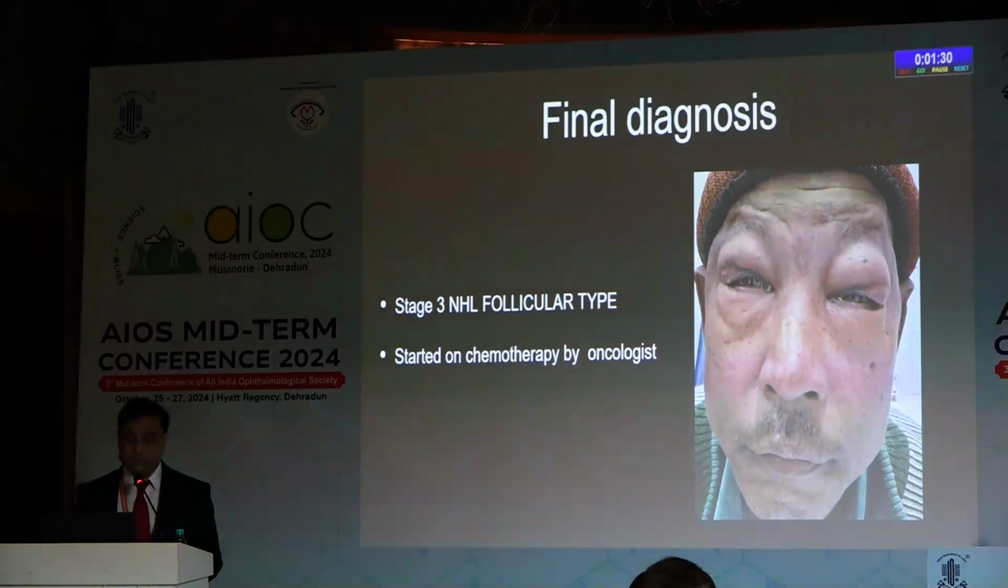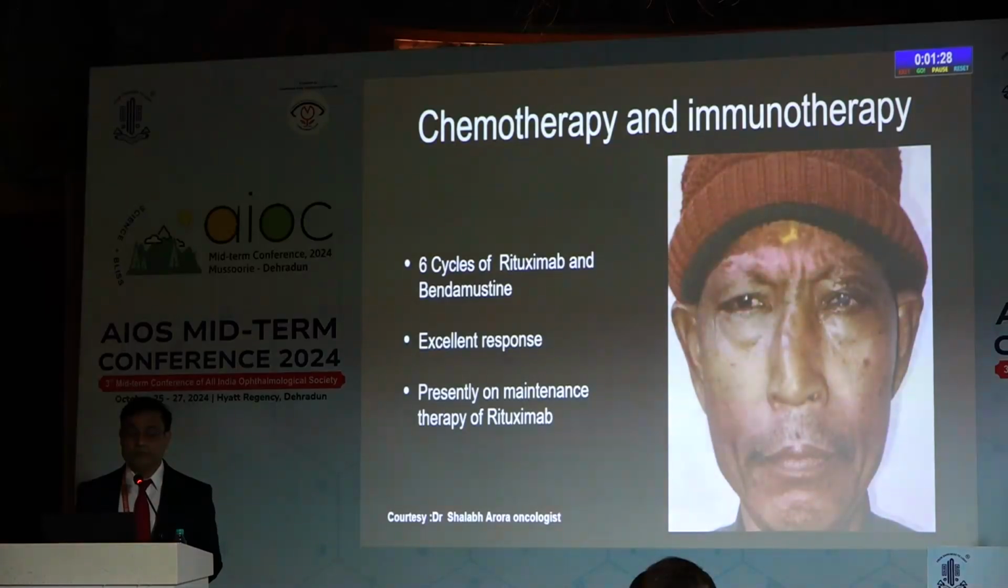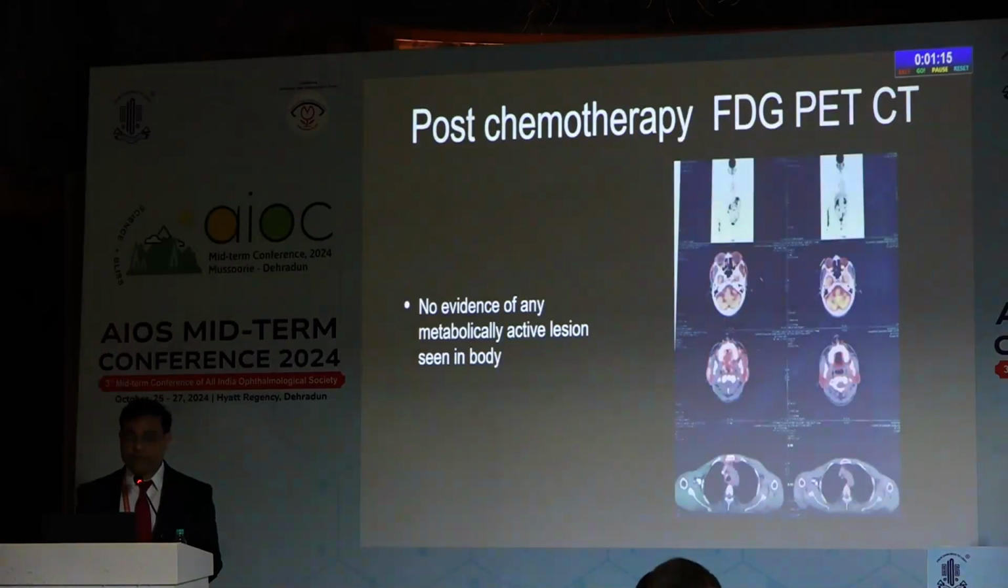The patient was referred to the oncologist, and he was started on chemotherapy and immunotherapy. After 6 cycles of rituximab and bendamustine, the patient gave an excellent response, and presently he is on maintenance therapy of rituximab. The post-chemotherapy PET scan shows no evidence of any metabolically active lesion at present.